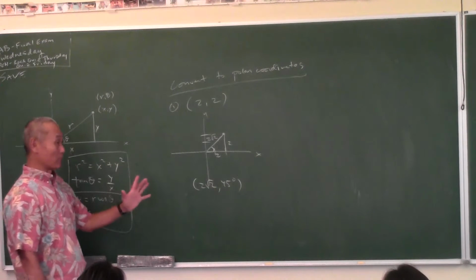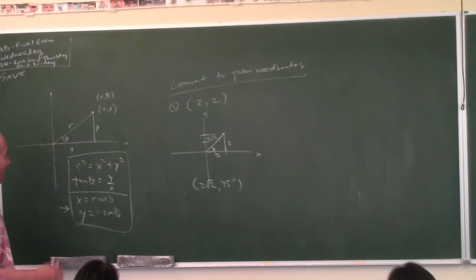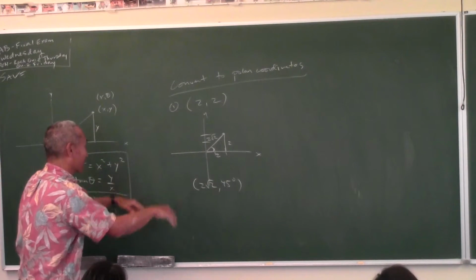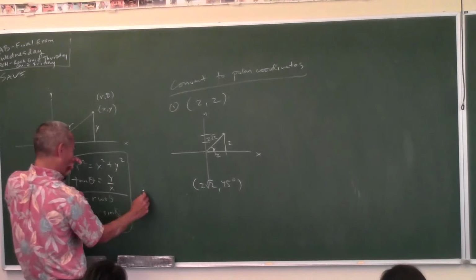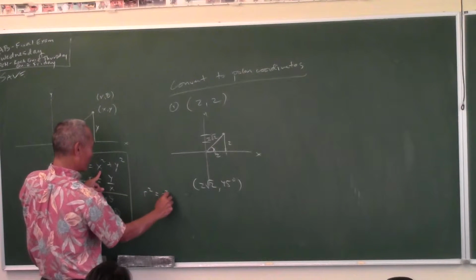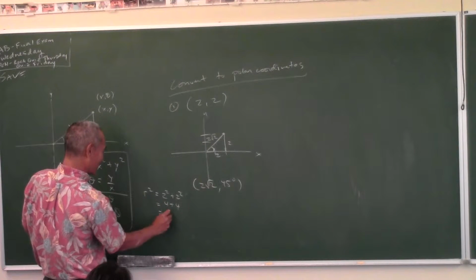Because otherwise, this is what the book tells you to do. I bet you all the other trig teachers teach it the long way too. Why you want to do the long way when you got the short way? This is what they tell you to do. This is x and this is y. So r squared is equal to 2 squared plus 2 squared. So that's equal to 4 plus 4, and that's equal to 8.